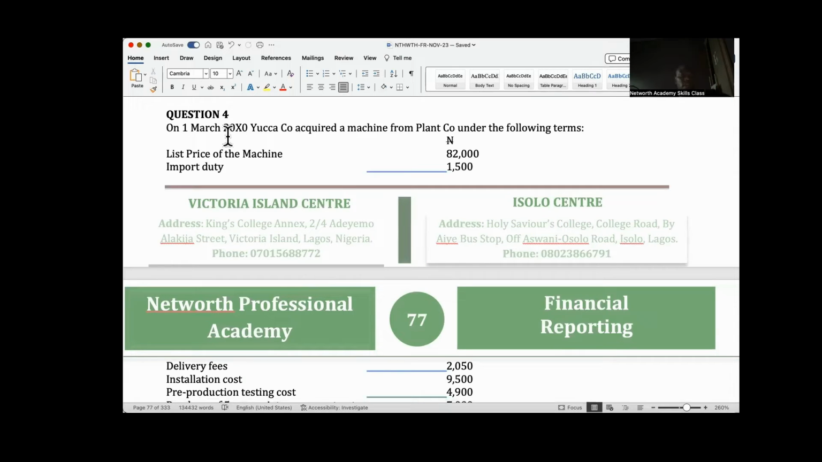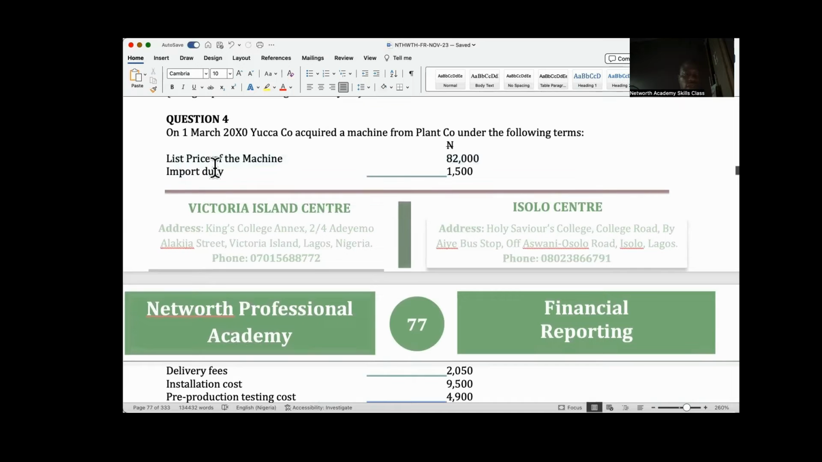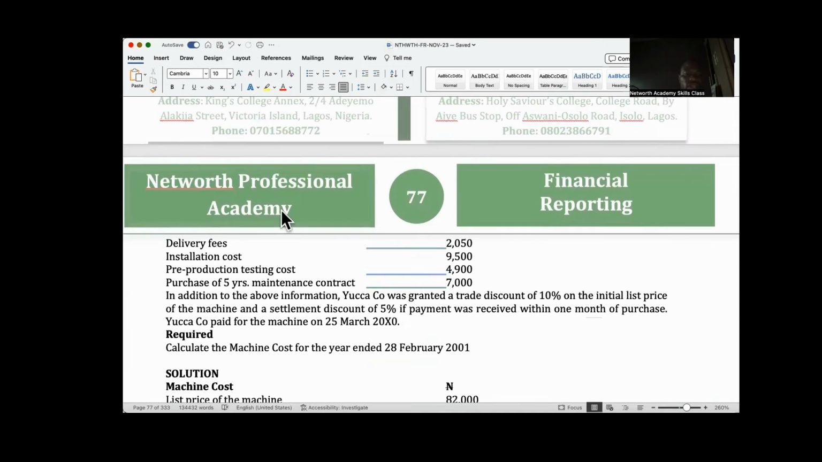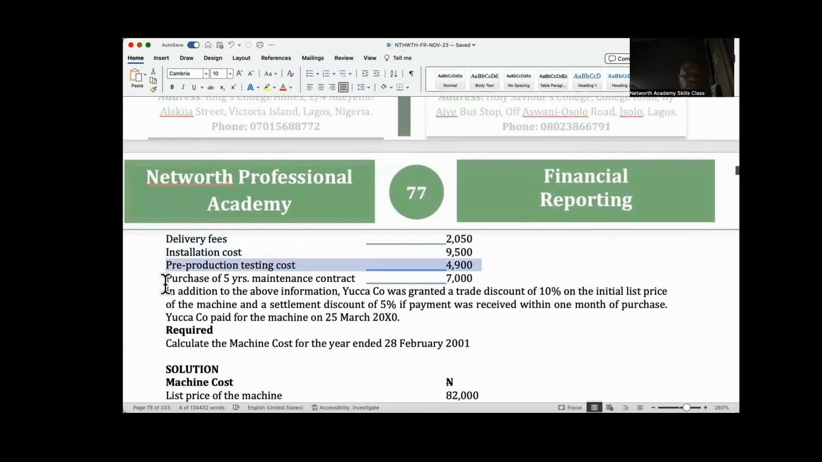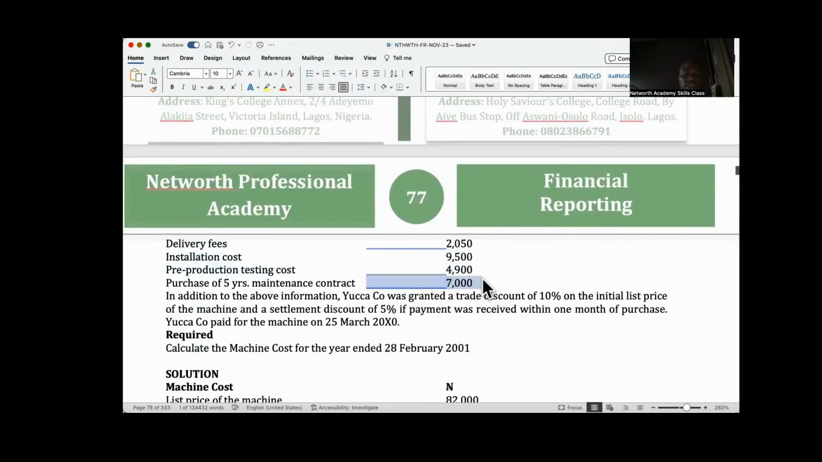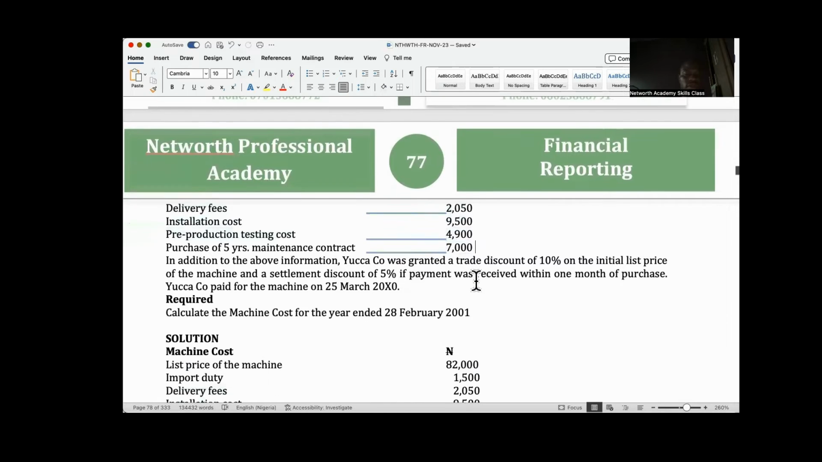This one said that on 1st of March 2000, UCACO acquired a machine from Planco under the following terms. They give us the list price, 82,000, import duty 1,500, delivery fees 2,050, installation cost 9,500, pre-production testing cost 4,900, purchase of a 5-year maintenance contract 7,000.